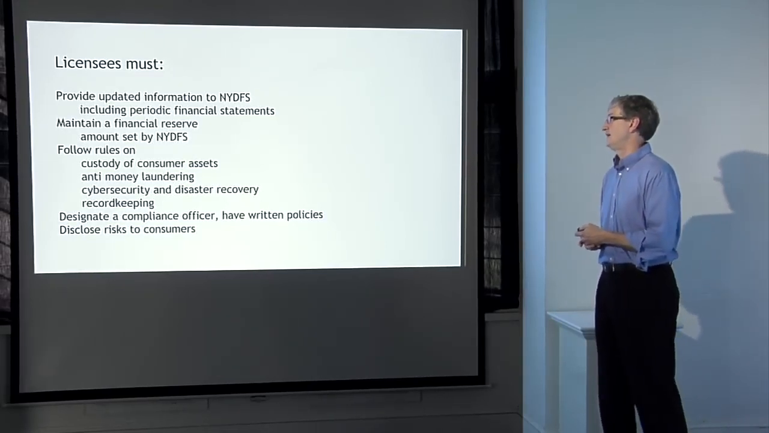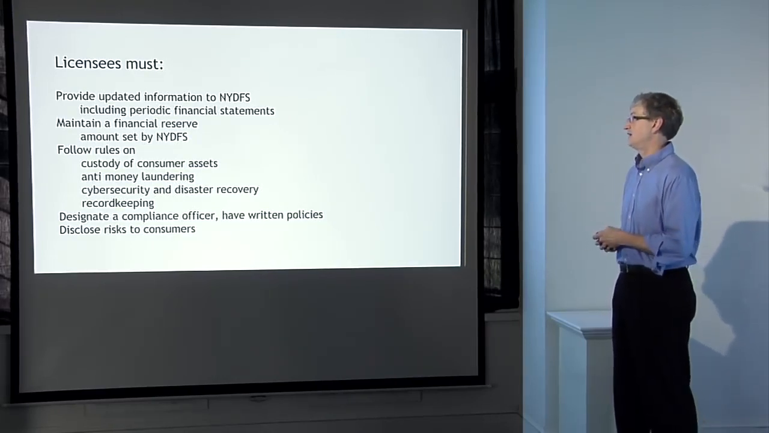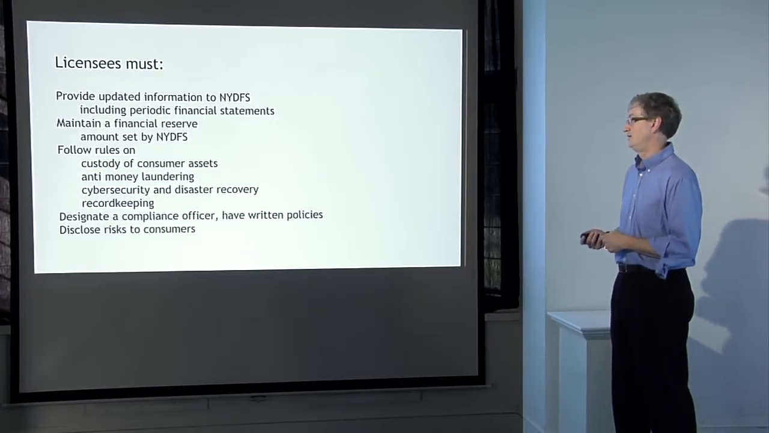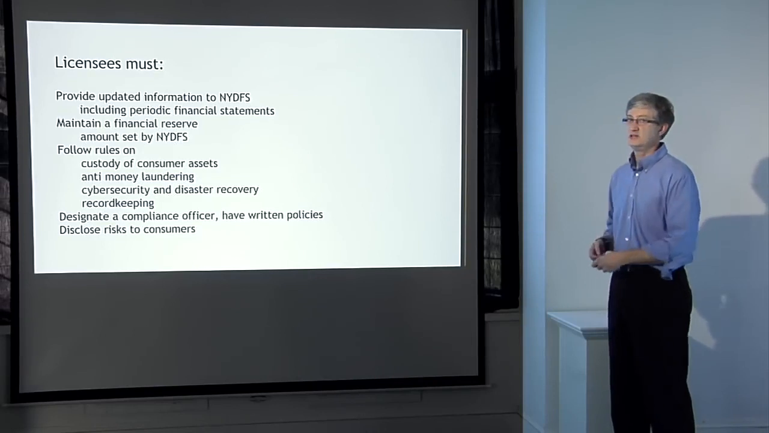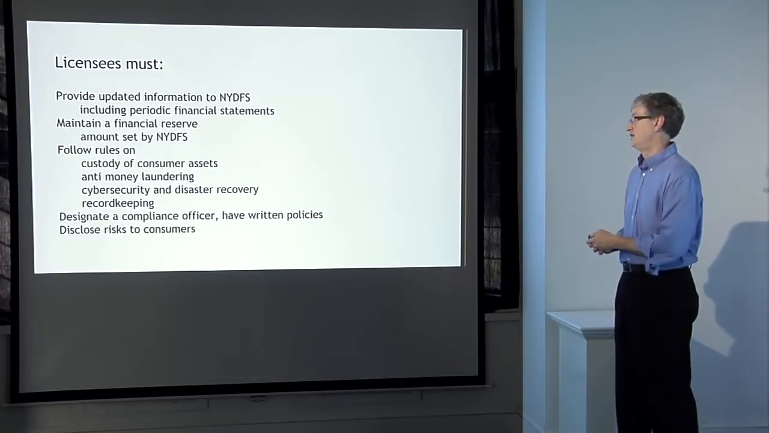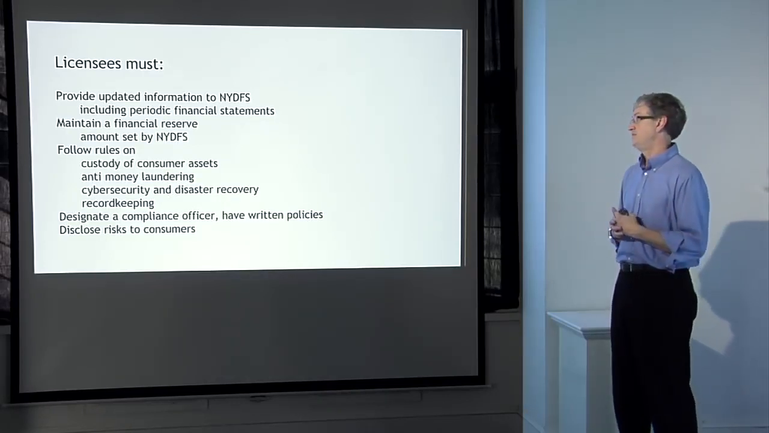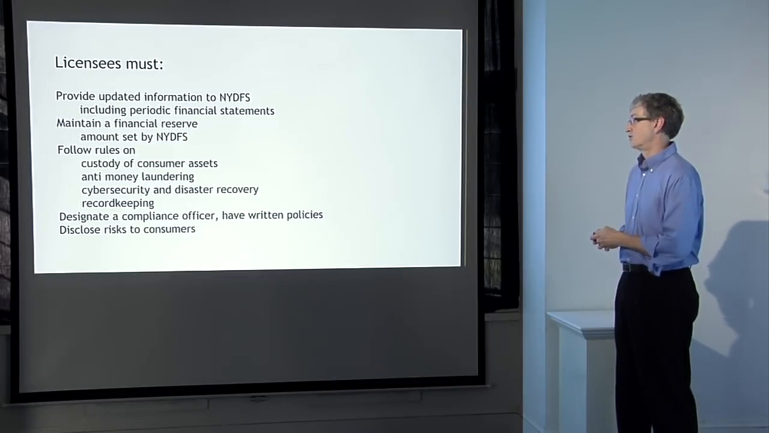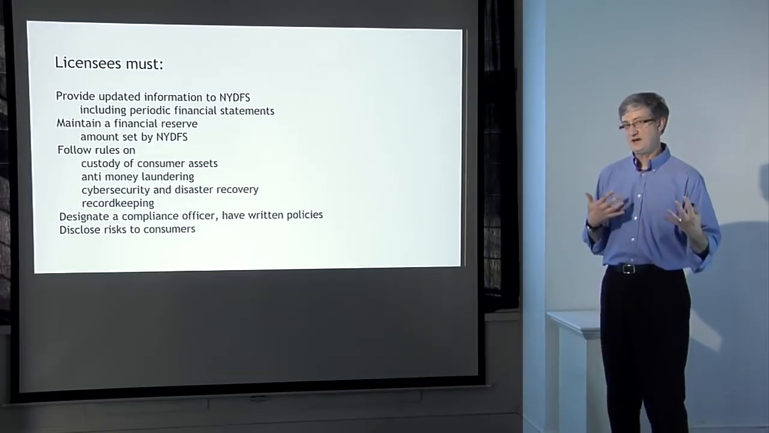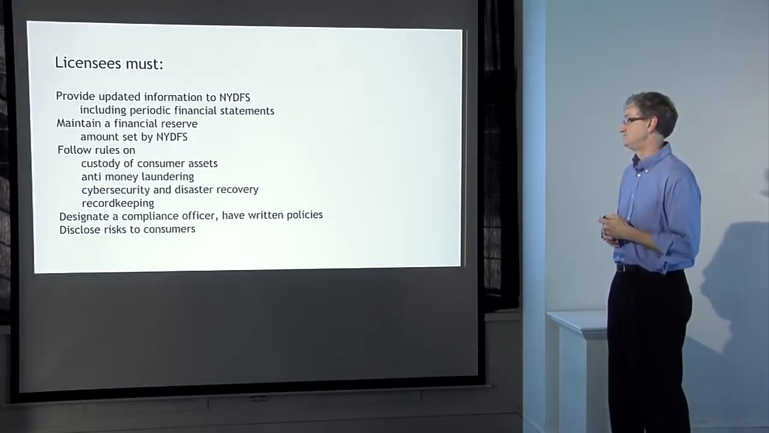There are detailed rules about things like how you would keep custody of consumer assets. There are anti-money laundering rules which might or might not go beyond what's already required. There are rules related to cybersecurity, having a cybersecurity plan and penetration testing and so on. There are rules about disaster recovery. You have to have a disaster recovery plan that meets certain criteria. There are rules about record keeping. You have to keep records and make them available to the DFS in certain circumstances for some length of time about certain kinds of activities.